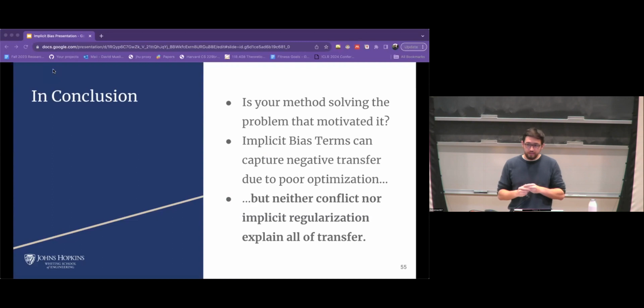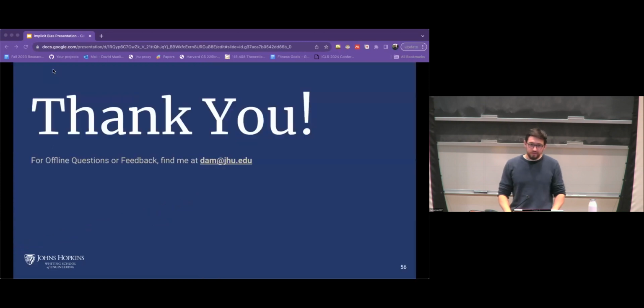It doesn't come from the flatness of our minima. So we're still missing some mechanism to describe transfer in multitask learning. I'm really interested in what that mechanism is, but I need to graduate. So one of you can figure it out, maybe.